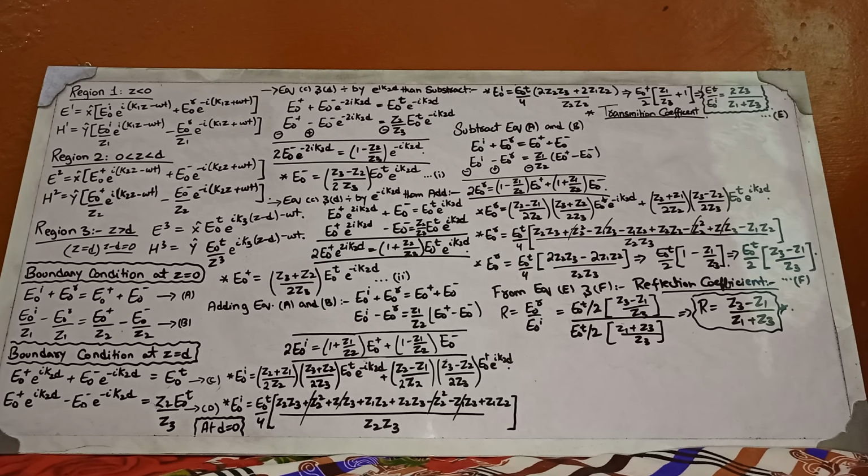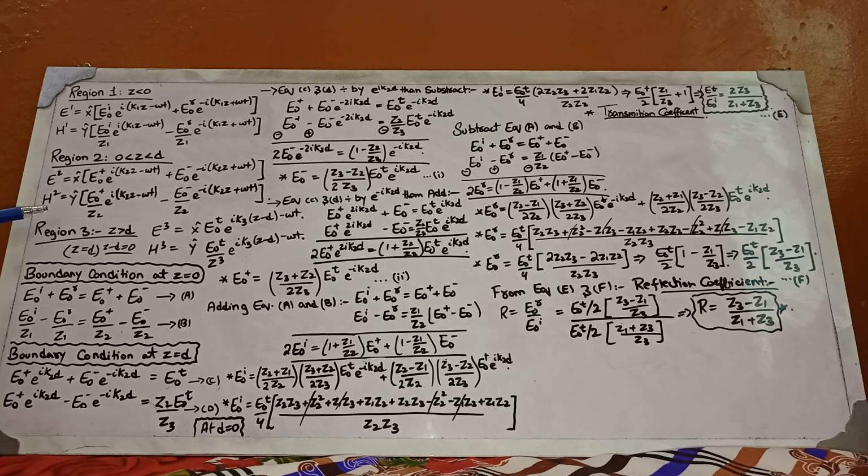Similarly, you can do the same procedure for the magnetic field in regions 2 and 3. After putting z equals d, only k2 d remains. So E0+ by Z2 and E0- by Z2: I take Z2 common from both and multiply Z2 onto the other side. So E0+ e^(iota k2 d), sorry, this is not 0, it is e^(iota k2 d), and similarly minus E0- e^(minus iota k2 d).